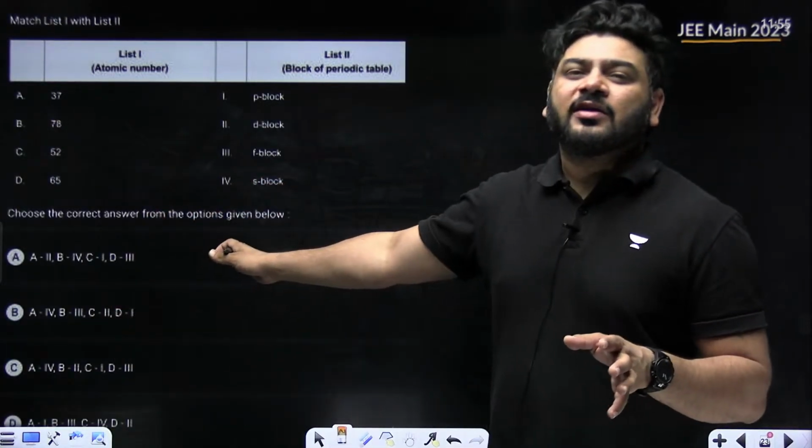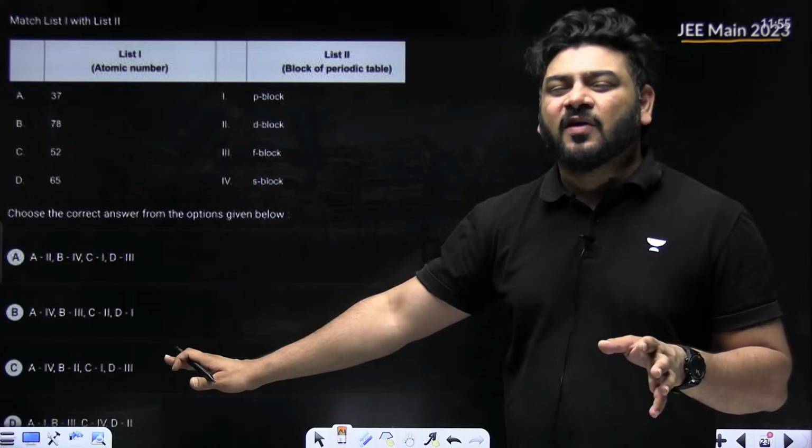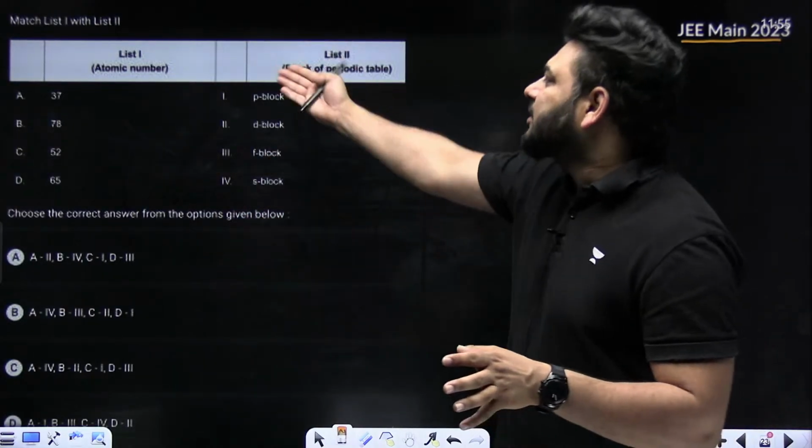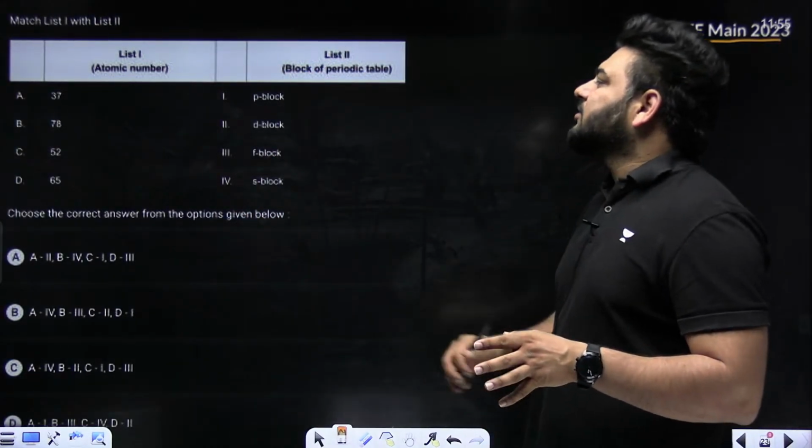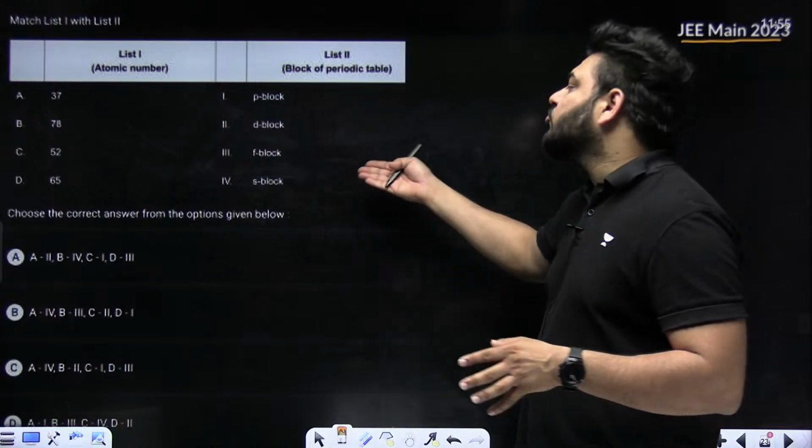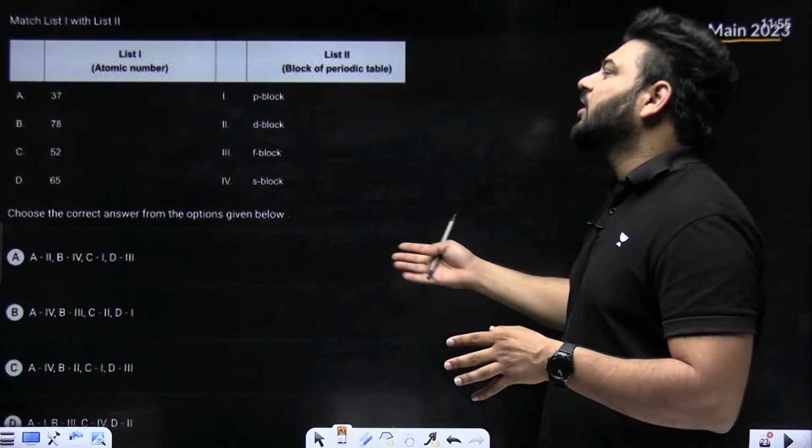Okay, so we can skip that question as of now. It's a group 13 question. Let's come to another question. We have some set of atomic numbers, and we are going to match what group and what block they belong to.